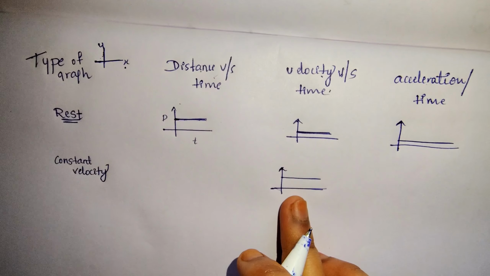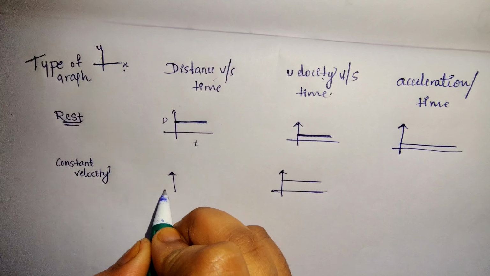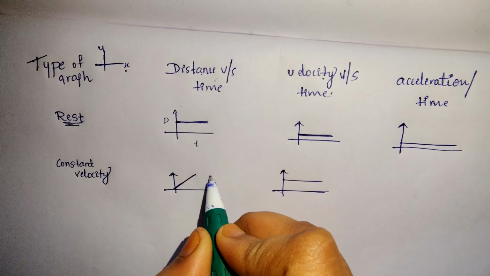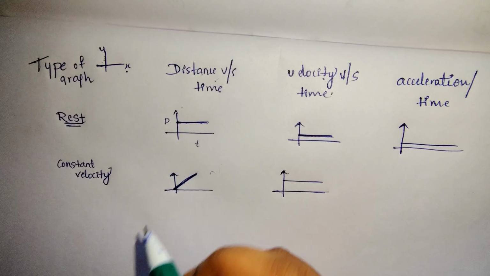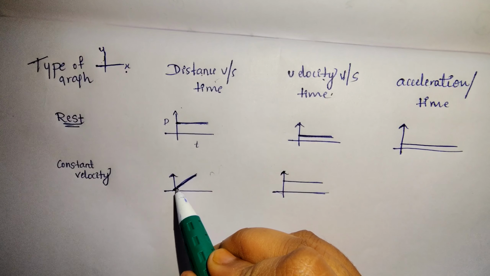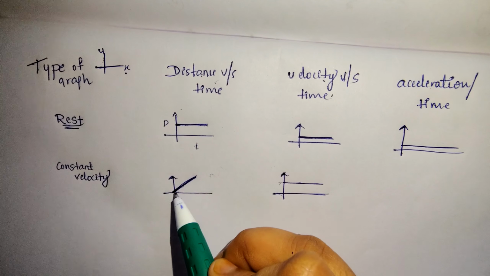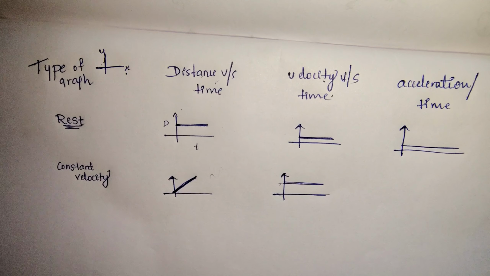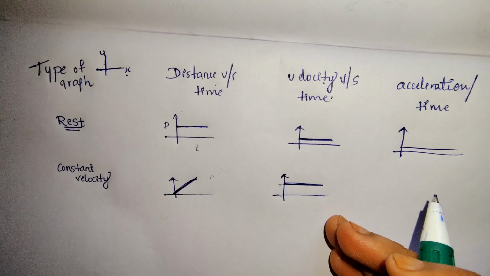But if I consider the distance time graph, the distance will increase, but at a constant rate, not curvy. You must draw a straight line, because the distance is constantly increasing, which means your velocity is constant. Okay, so this is about the velocity time graph.